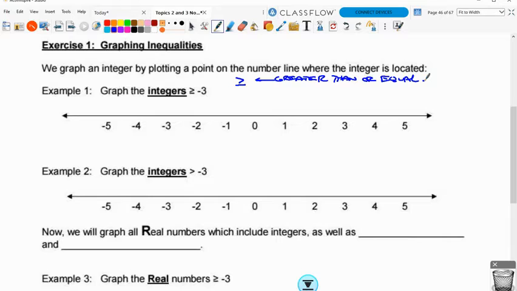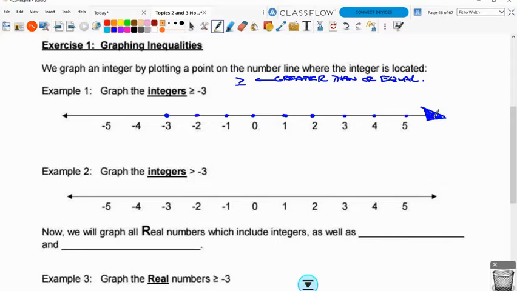Since we're allowed to be equal to -3, we would start at -3 by placing a dot where that's located. Then we're going to graph all of the integers that are greater than -3. So the integers greater would be -2, -1, 0, 1, 2, 3, 4, 5, and so on. Now, to show that this would continue, this arrow right here at the end, we're going to make it big and bold to indicate that the rest of the integers to the right of 5 are also greater than or equal to -3. So that would include 6, 7, 8, etc.